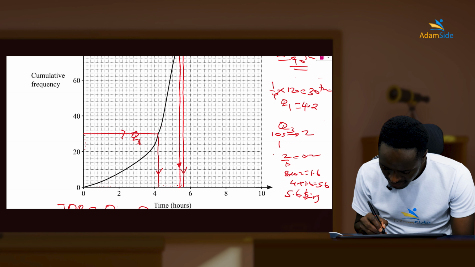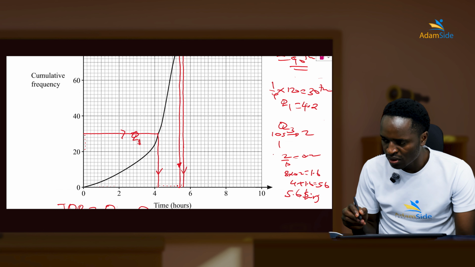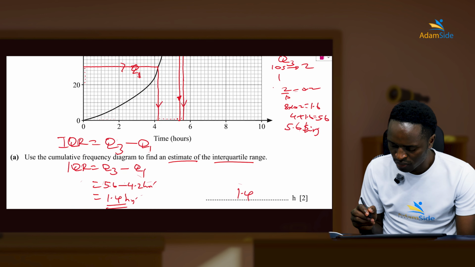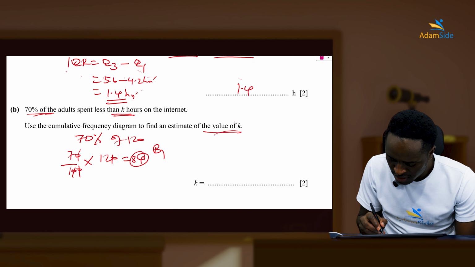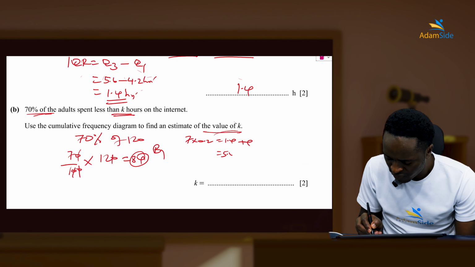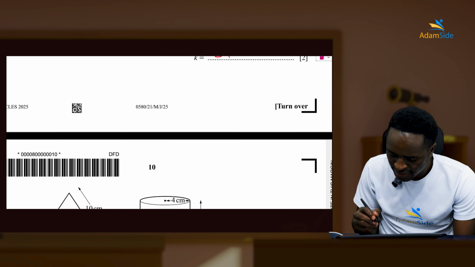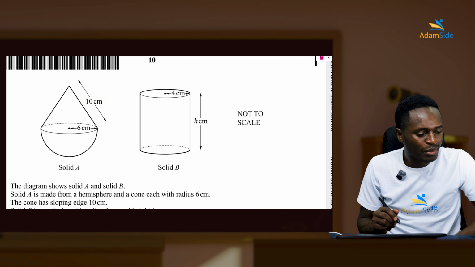So if you find an estimate, how many boxes do we count? 1, 2, 3, 4, 5, 6, 7. So we have 7, therefore 7 times 0.2, the scale. You get 1.4 plus 4, and your answer is 5.4 hours. So K is 5.4 hours. Correct. Then you go to question number 13.